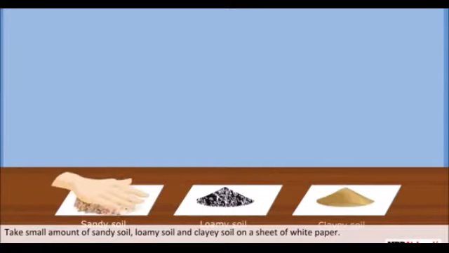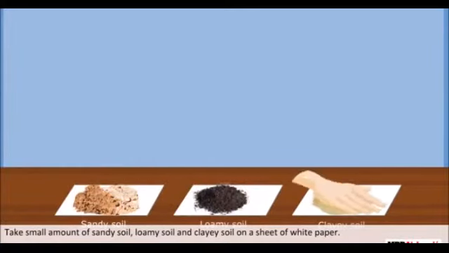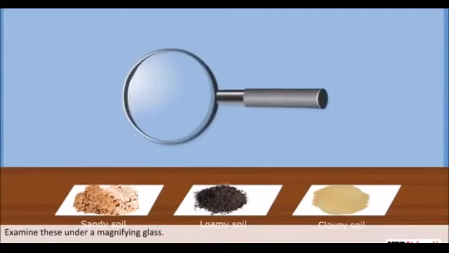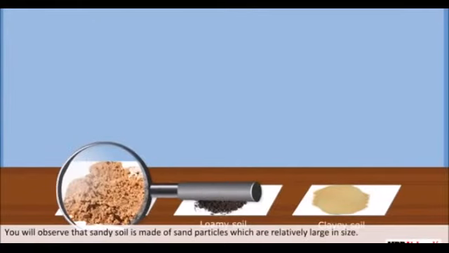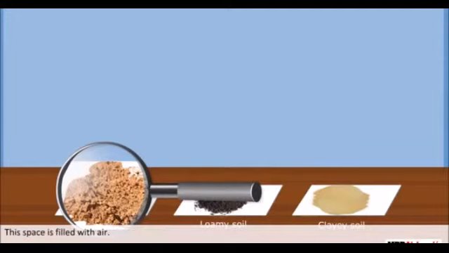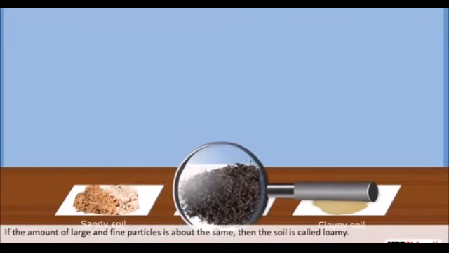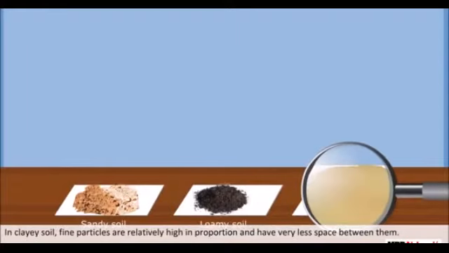Loamy soil and clay soil on a sheet of white paper. Examine these under a magnifying glass. You will observe that sandy soil is made of sand particles which are relatively large in size. They cannot fit closely together and there is large space between them. This space is filled with air. If the amount of large and fine particles is about the same, then the soil is called loamy. In clay soil, fine particles are relatively high in proportion and have very little space between them.